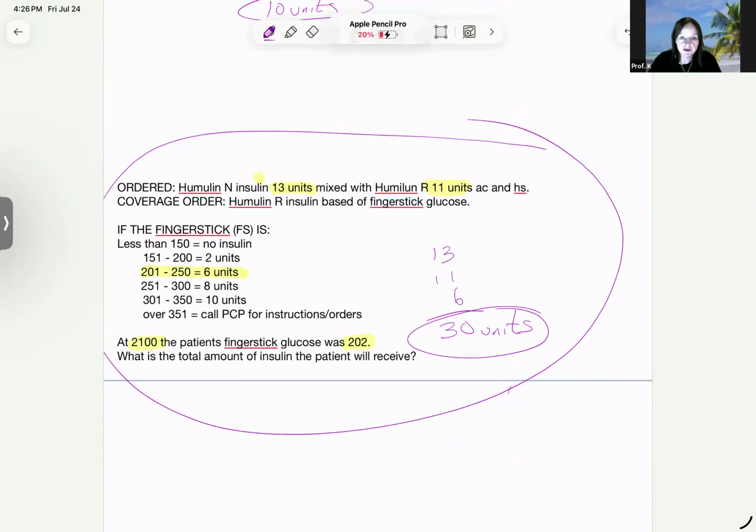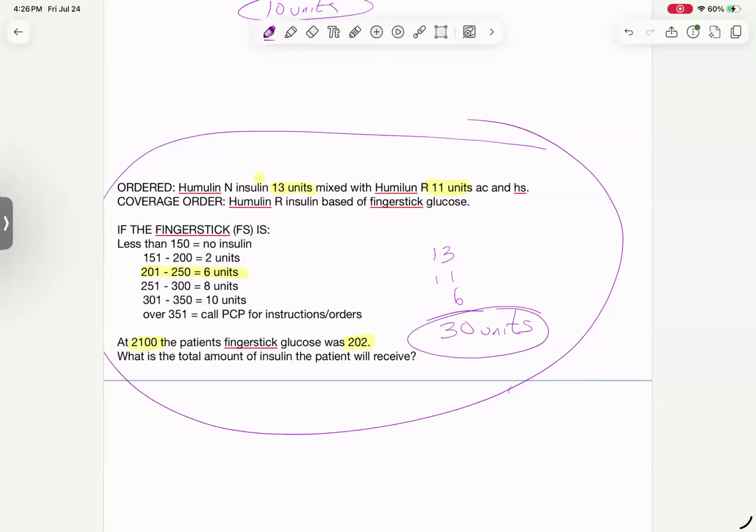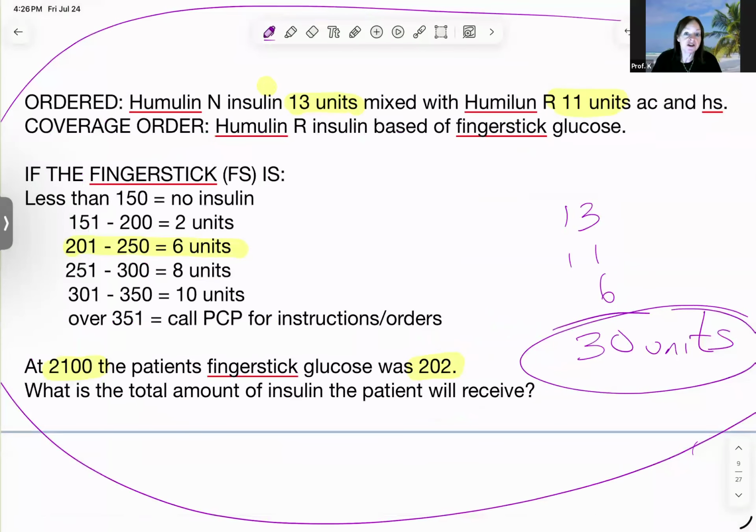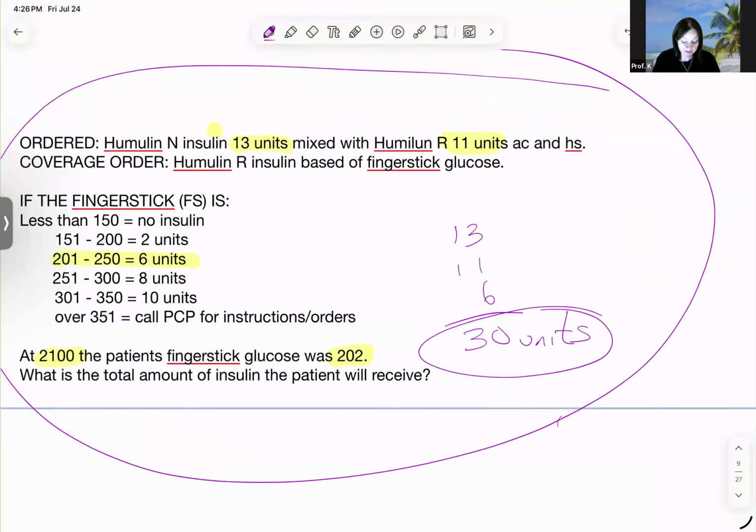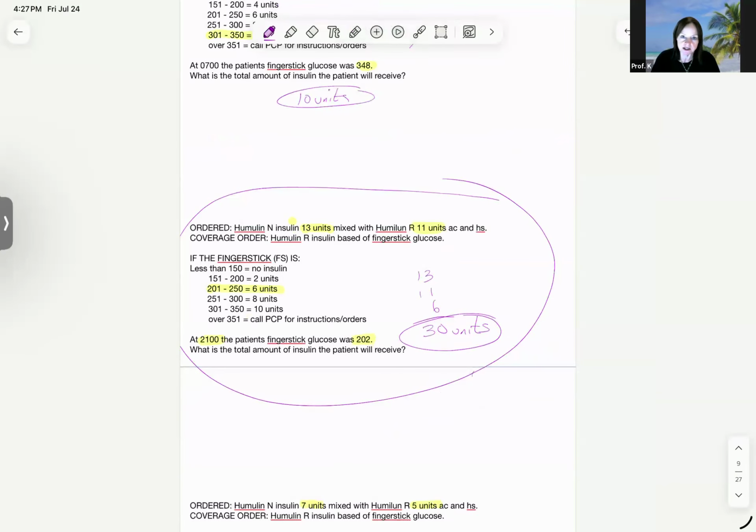You should definitely be familiar with that. You don't have to memorize the scale though. Okay, that's what I was wondering. The scales are different for every patient. Some patients who are brittle diabetics may have different variables. So no, we provide the scale. You don't have to memorize the scale.